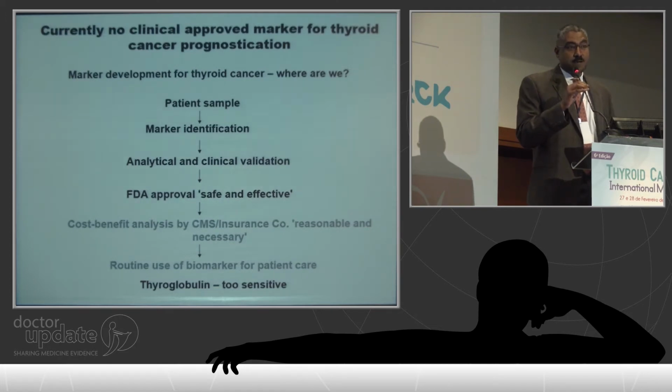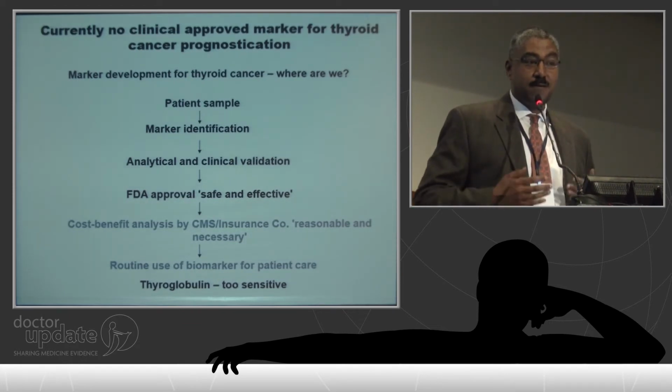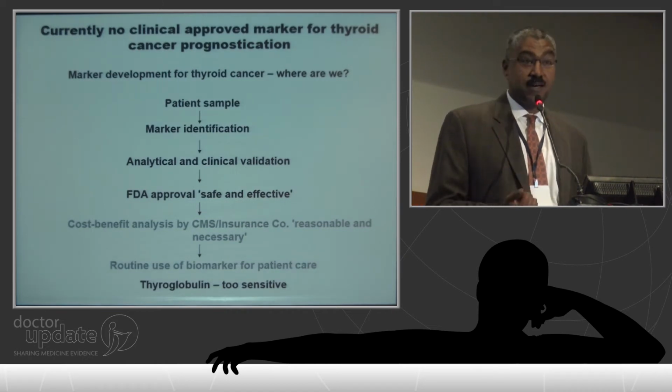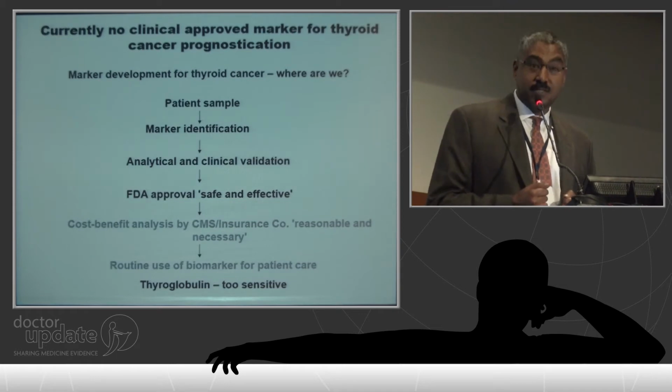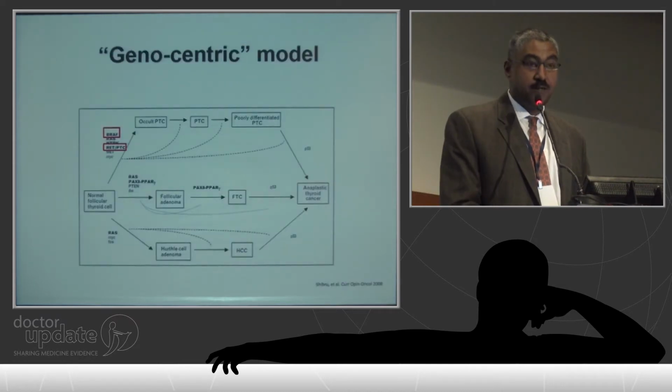So I don't want to minimize how important it is in following patients, but I think there's a lot of anxiety provoked from the patient. There's a lot of healthcare expenditure societally based on a detectable or an elevated thyroglobulin. So clearly we need better ways of predicting who's going to do well or not.